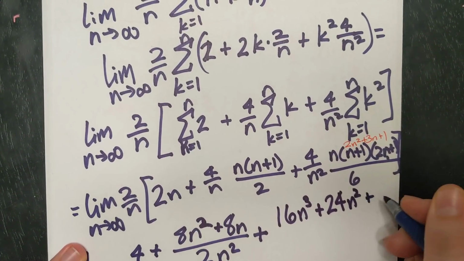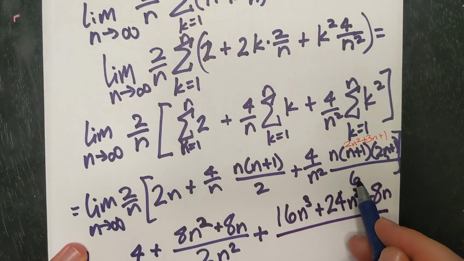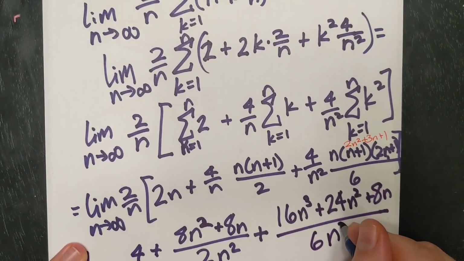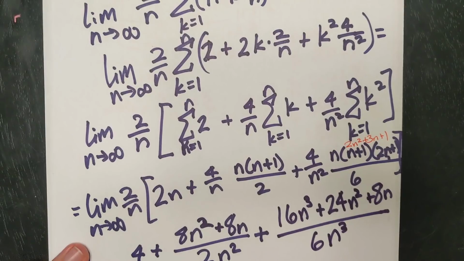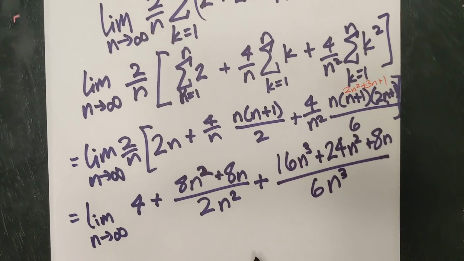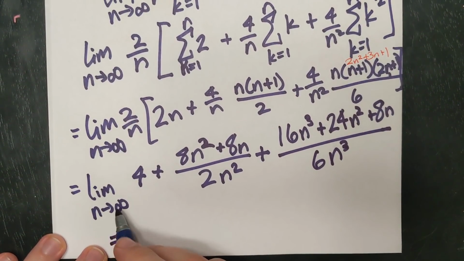24n squared, plus 8n, all over 6n cubed. 6n squared times n, 6n cubed. Okay, and now this is beautiful. Now we can just evaluate the limit.